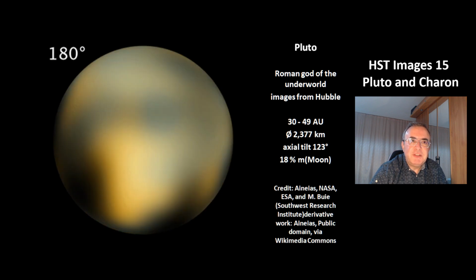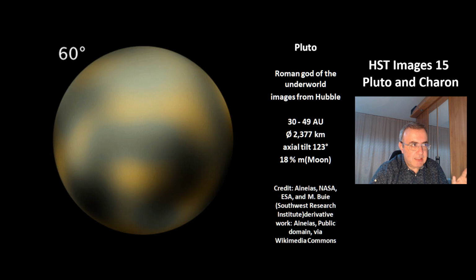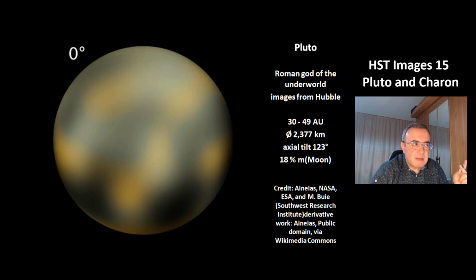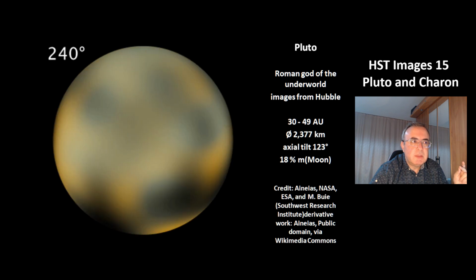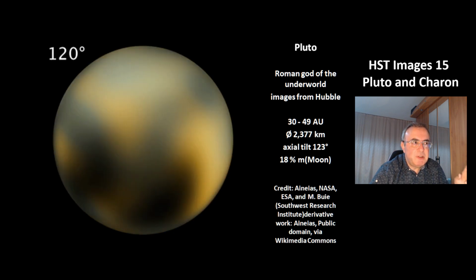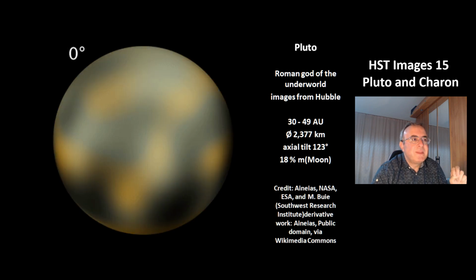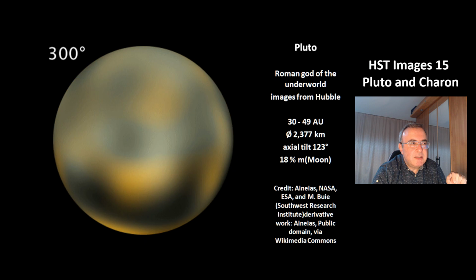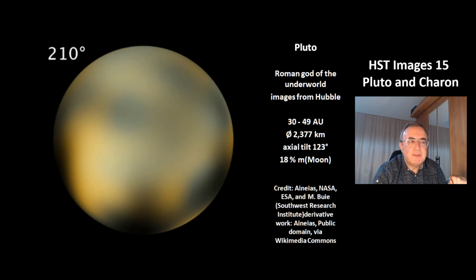In today's video will be about Pluto and its moon Charon. This is an animation of pictures from the Hubble Space Telescope of Pluto. For several years this was the best image of Pluto. And you can already see there are darker structures and lighter colored structures.